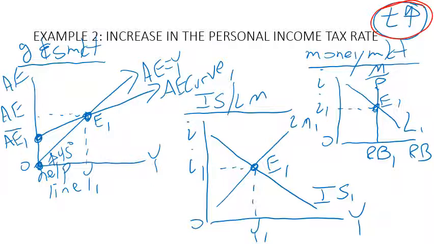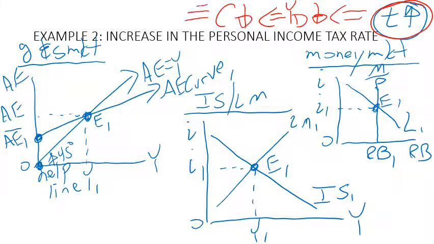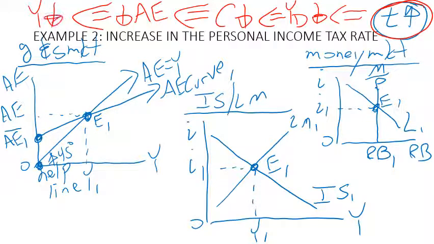So the next question is, this non-parallel shift, will it be up or down? Well, it's going to be down. Let's work it this way. An increase in the personal income tax rate is going to lower disposable income. And in turn, this is going to lower consumption. And in turn, this is going to lower aggregate expenditures. And then in turn, that's going to lower the GDP level.